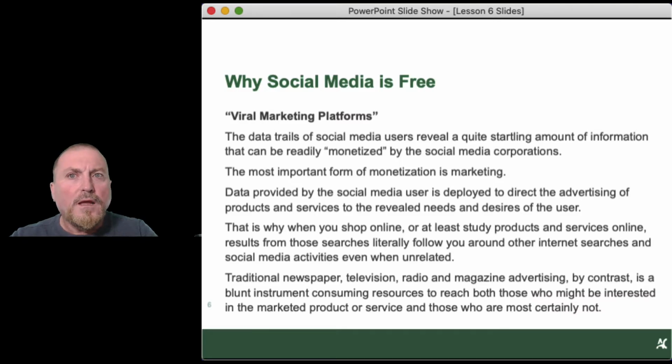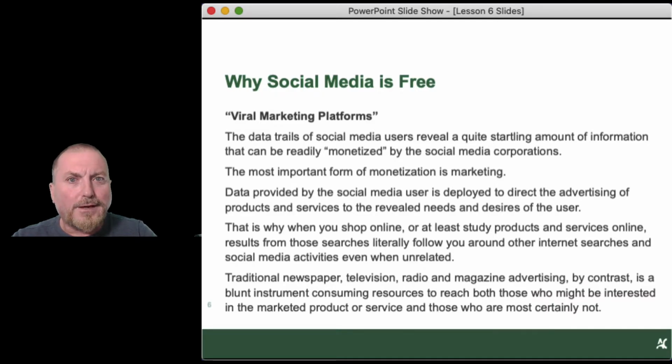Okay. So data provided by social media users is deployed to direct the advertising of products and services to the revealed needs and desires of users, something that never occurred before, except in the last 15 years. Prior to that, data had to be researched in a number of other different ways and would not nearly have been as precise, okay? That is why when you shop online, or at least study products and services online, results from those searches literally follow you around, including in other internet searches that are done days later, okay? And so, you look for a pair of running shoes, and then I go on a vacation for a long week, and I come back, log on, and I'm looking at Google News, or I'm looking at a completely unrelated service. All of a sudden, I see running shoes.